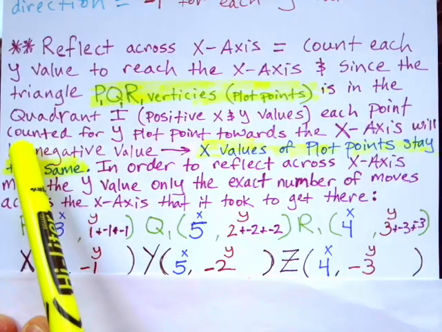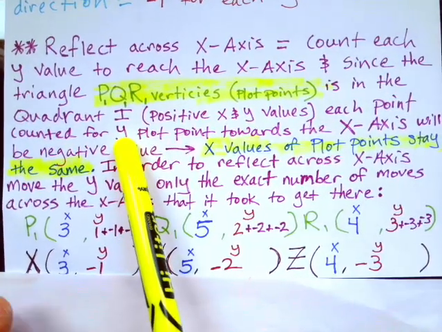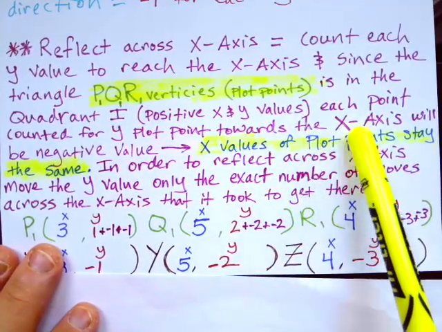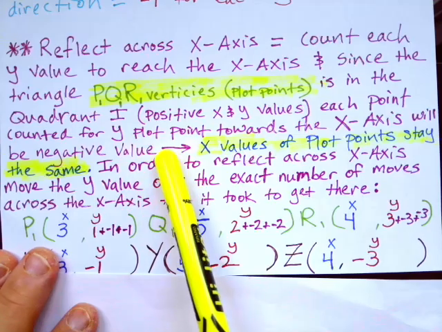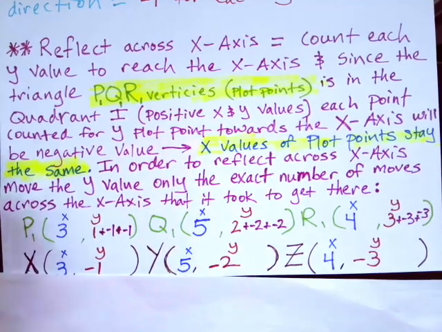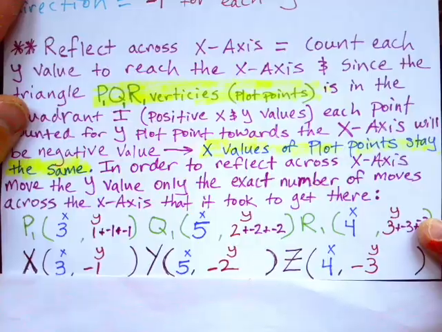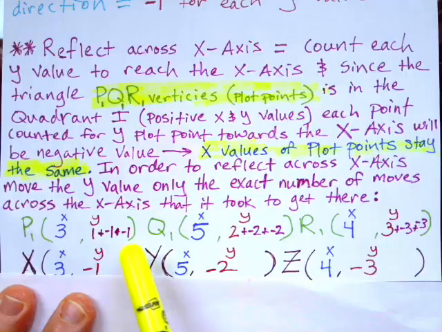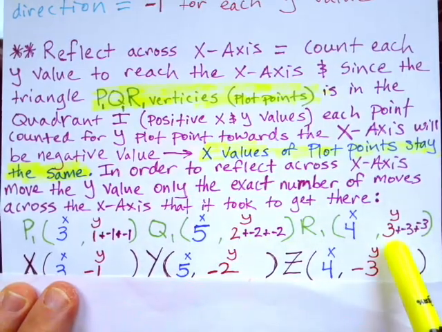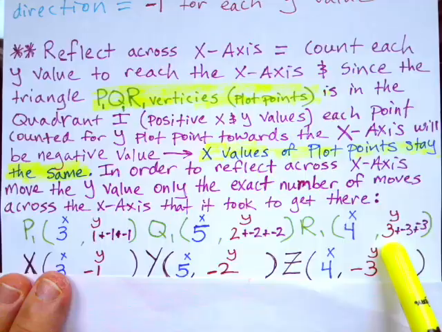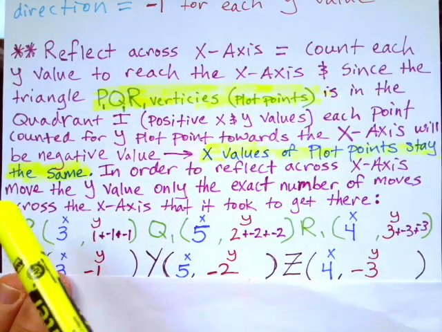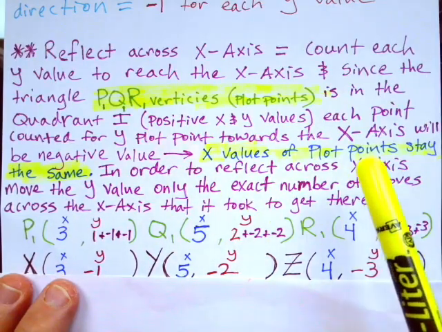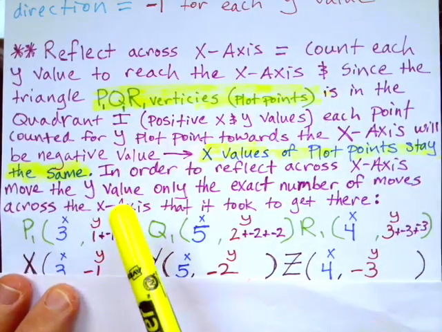So each point containing a y, the plot points on the y towards the x-axis will be negative values, right? So in that triangle, P prime, Q prime, and R prime, every one of the y values I'm showing here will drop in a negative direction towards the x-axis. And that's what I'm saying here. Will drop towards the x-axis will be a negative value. X values of the plot points stay exactly the same.